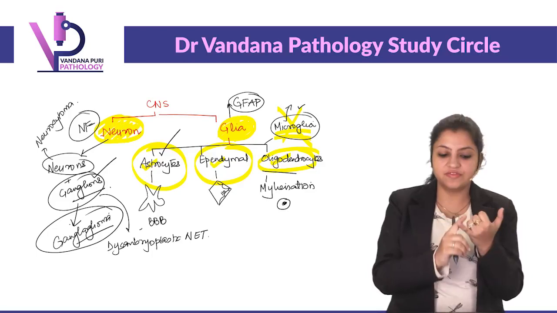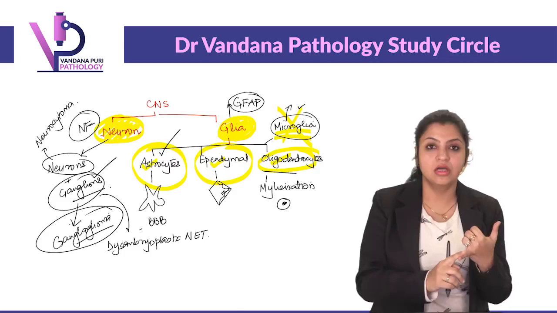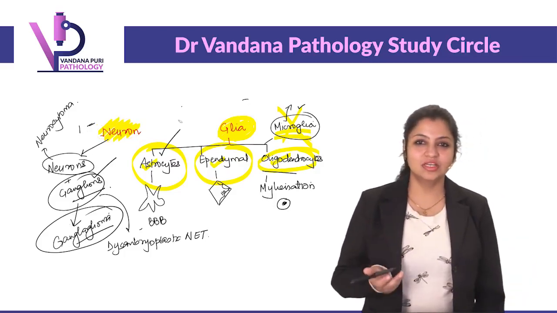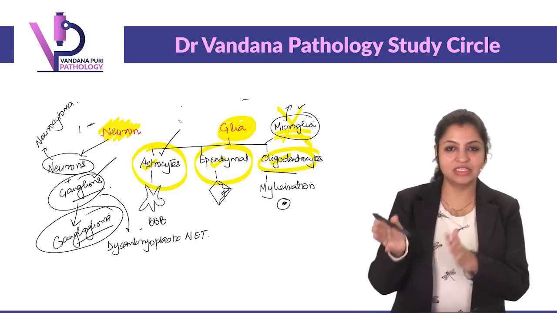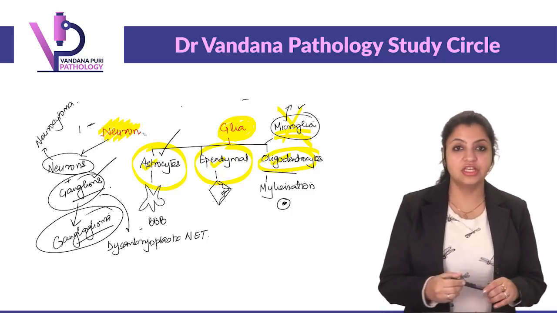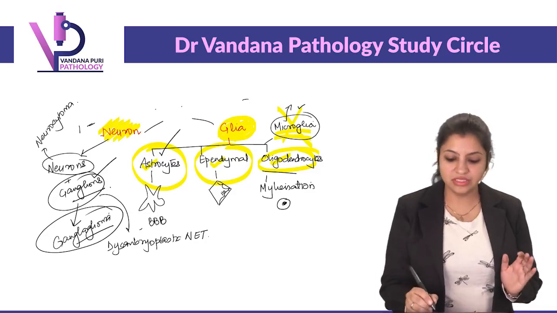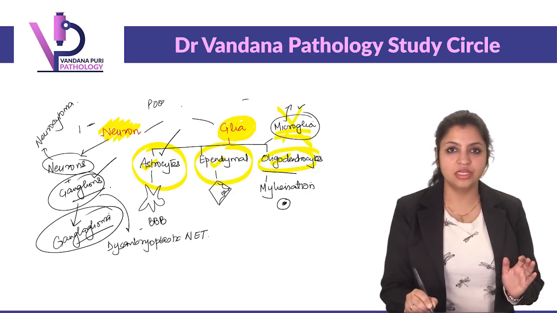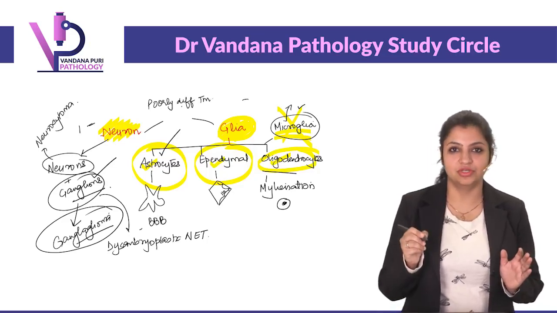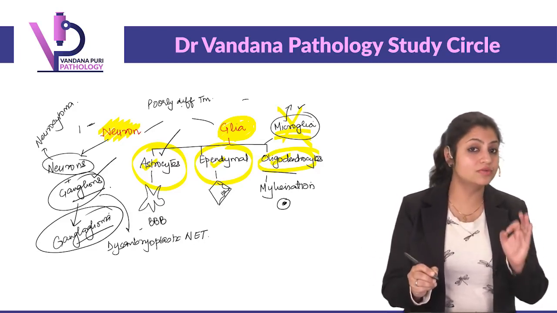Now, we have studied two categories of brain tumors: that which arises from glia, which is called glioma, and that which arises from neuron, which is neuronal tumor. So now we have finished gliomas and neuronal tumors. Now we have a category of tumors which does not arise either from neuron or from glia. This group of tumors is called poorly differentiated tumors. What is this group called? Poorly differentiated tumors.